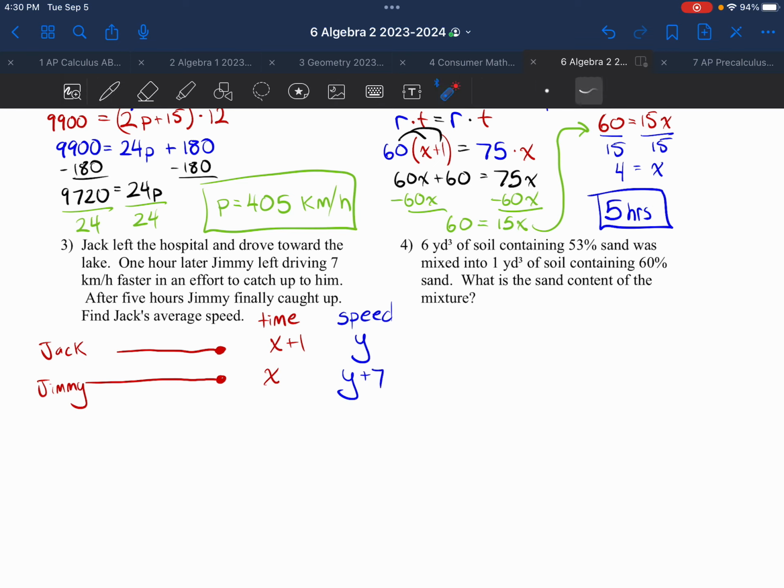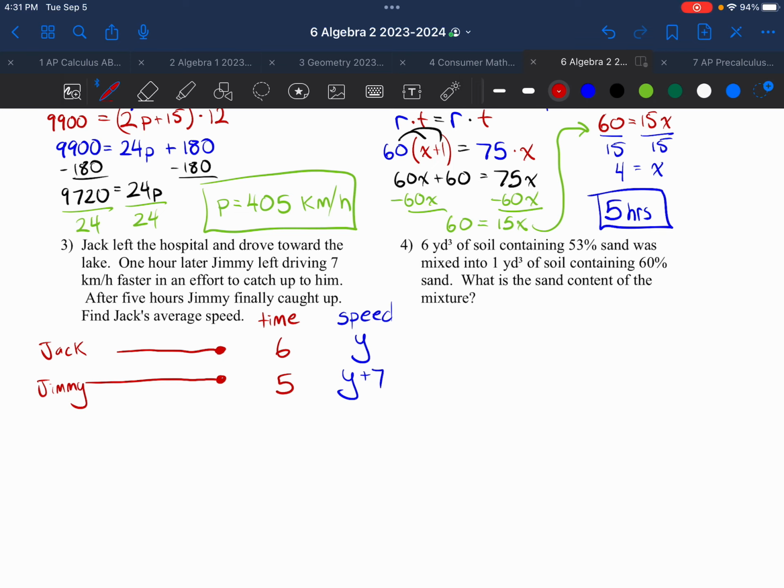Okay, and Jimmy drives for 5 hours. It says after 5 hours, Jimmy finally caught up, which means Jimmy has been driving for 5 hours. So I'm going to switch out this x for a 5, and if this was a 5, it'll be 5 plus 1, which is 6. So essentially I can come back in here and go like this. Whoa, that was too big of an eraser. Let's try that again. Jimmy's been driving for 5 hours. Come back here and do it in red. And Jack's been driving for 1 hour longer than that, so that's 6.